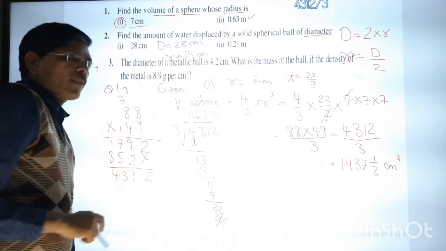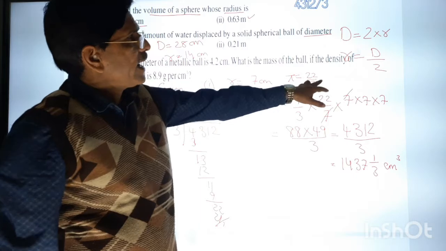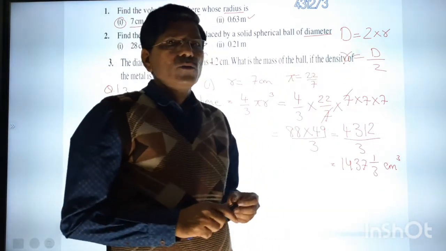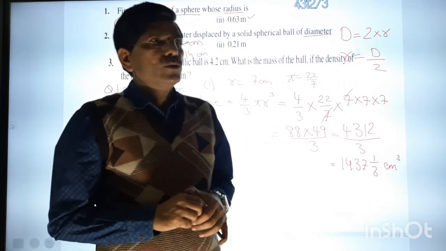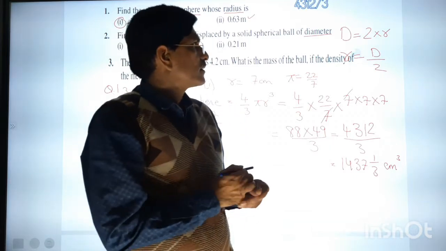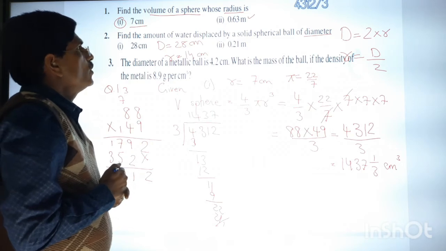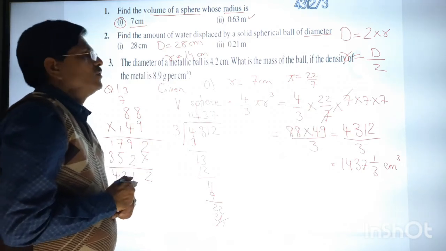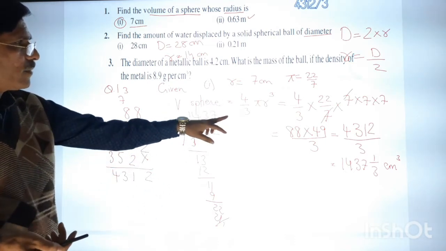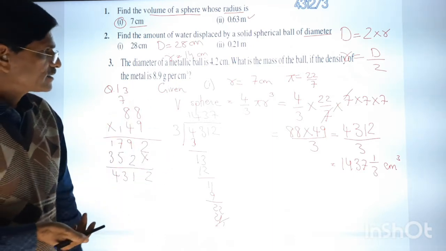Remember that whenever the diameter is given, there is a relation: diameter is equal to twice the radius. Therefore radius is equal to diameter divided by 2, and the diameter is given as 28, so radius is equal to 14 centimeter. Now which formula do I have to use? Volume of sphere, that is 4 by 3 pi r cube. Put this value and give me the answer.